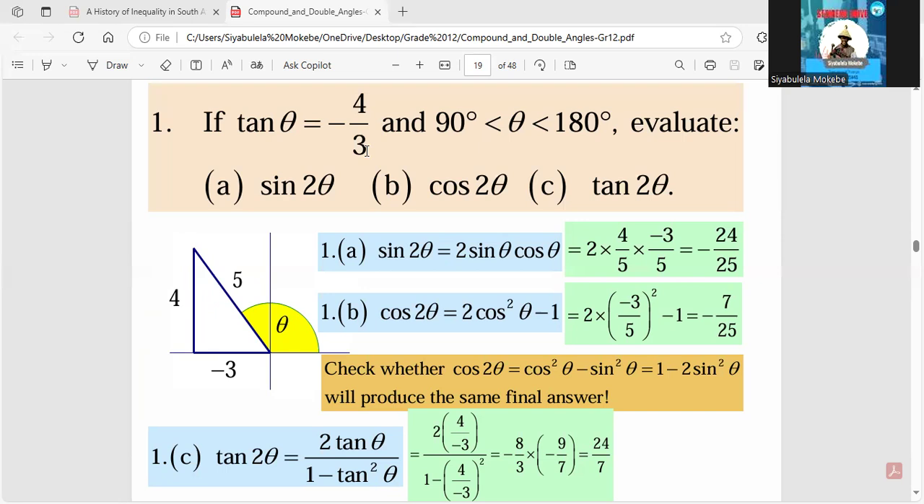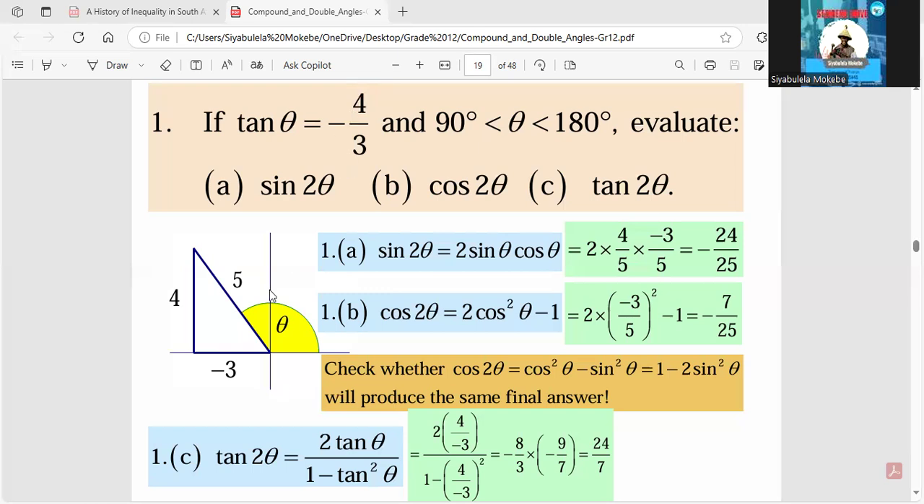So to check which one is negative and which one is positive, we have to look at the restriction. Now for the restriction, we are told that we must focus on the quadrant where our angle is between 90 and 180. And that quadrant would be quadrant 2. So what's going on in quadrant 2? In quadrant 2, we know that y is positive and x is negative. So what that means is that 4 is going to be positive and 3 is the one that is negative.